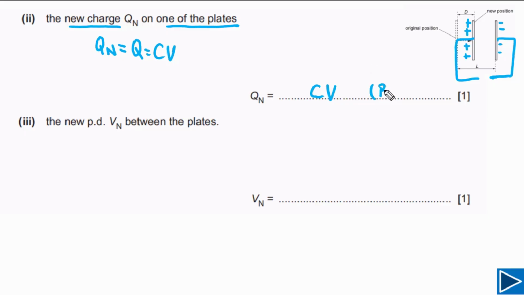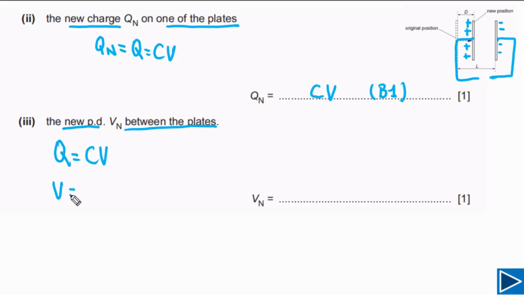And this question has only 1 mark, and that is P mark. If you simply write down Qn is equal to CV, you will get this mark. For the next part, the question is asking us to calculate the new PD between the plates, meaning the new value of V between the plates. We can simply start from Q is equal to CV.